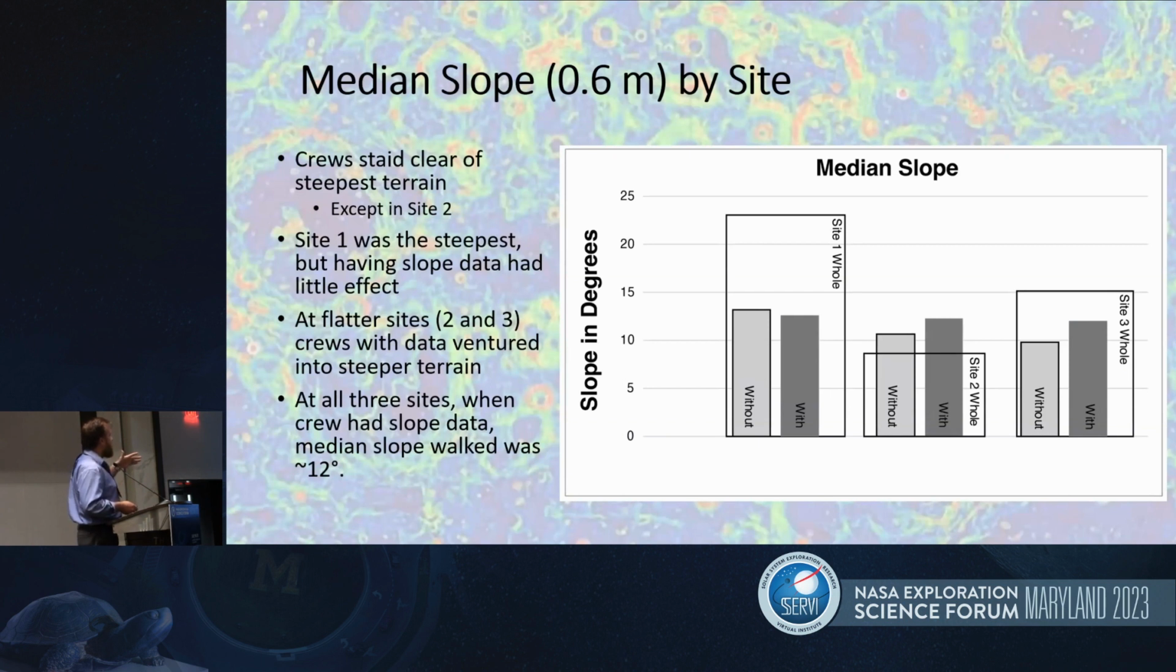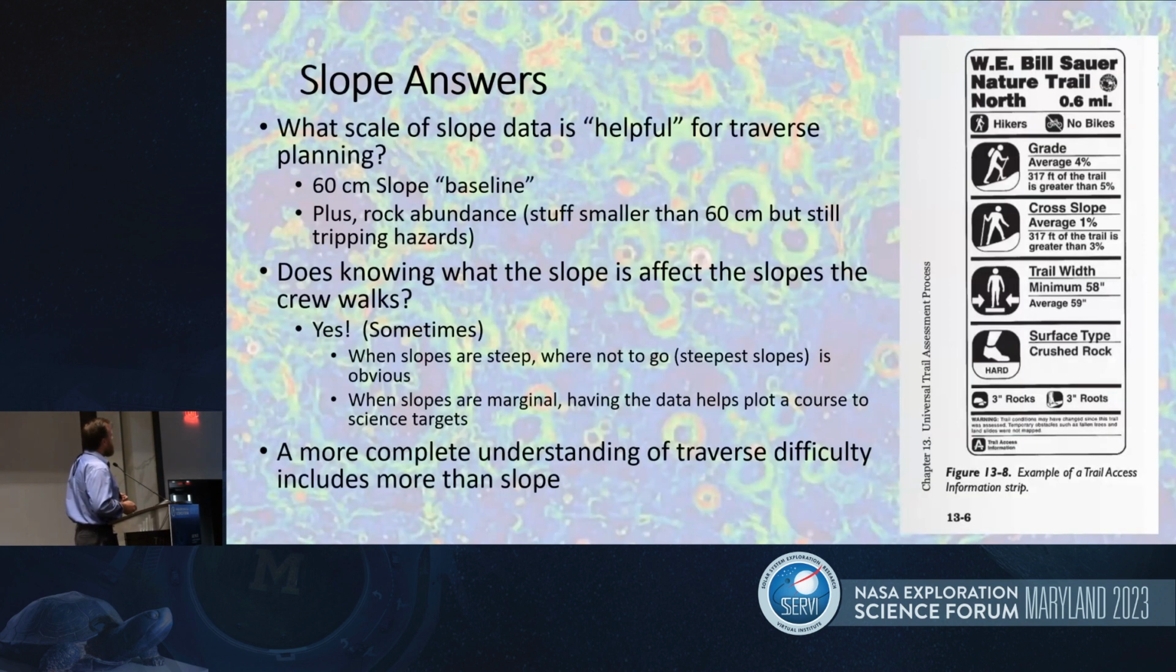The flatter sites, however, site 2 and 3, when folks had the slope data at their fingertips, they were able to go in places that were slightly steeper than when they didn't have the data in hand. This is potentially a small signal, but another thing that makes me think this might be real is that the medians for all of these with slope runs is 12. It's just people found that same population of slopes basically when they had slope data at their fingertips.